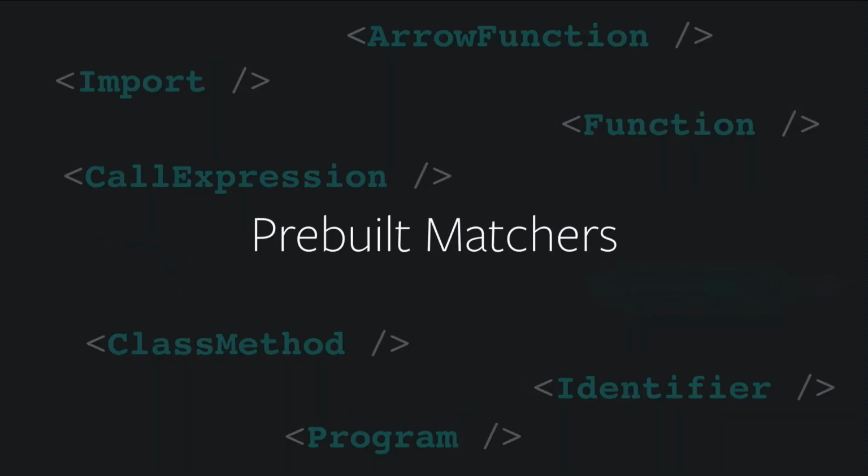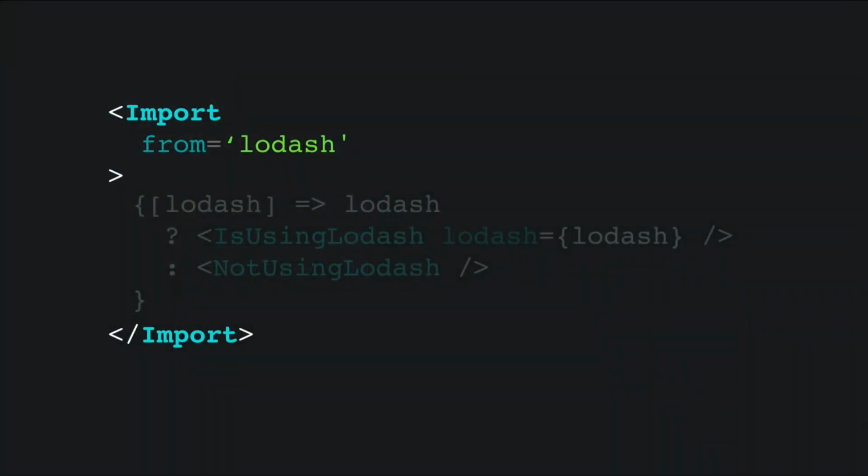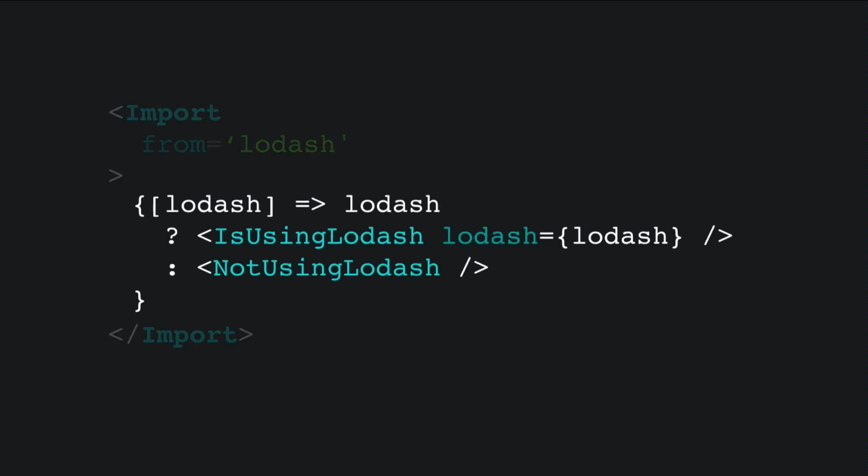React Sorcerer comes with a lot of pre-built matchers, and this is really what's compelling about it. Your matchers can actually start to look like more generic or abstract forms of your code. So to match an import from Lodash, we actually write a React component that looks strangely like the code. This will match files that import the package Lodash, in which case we take whether or not they imported Lodash, and we can render whether they're using Lodash or not.